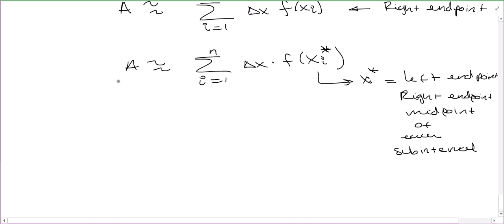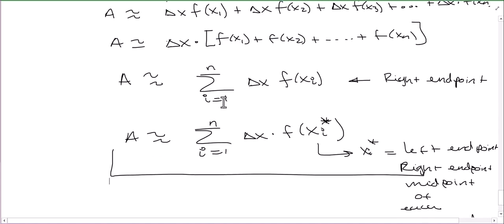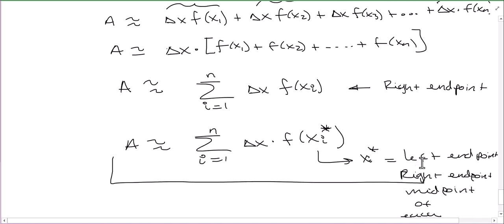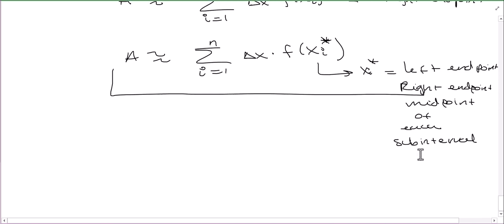So this is the thing to remember. Sometimes the summation notation may be confusing for some people, so you can just remember this: it is delta x times f of your different heights, right? The subinterval, which one are you using: left endpoint, right endpoint, or midpoint? So let's do our next example.